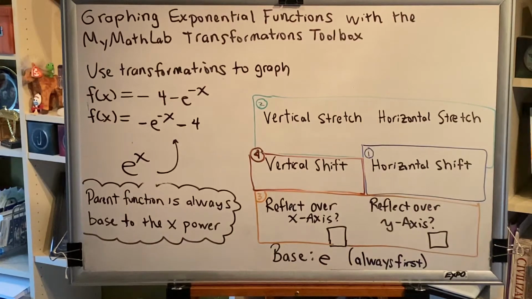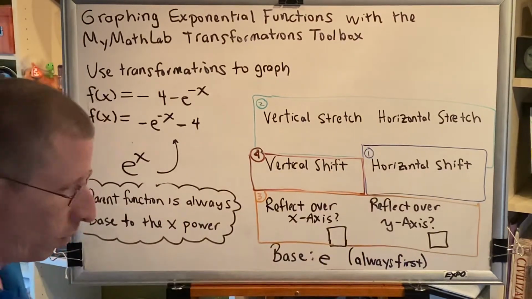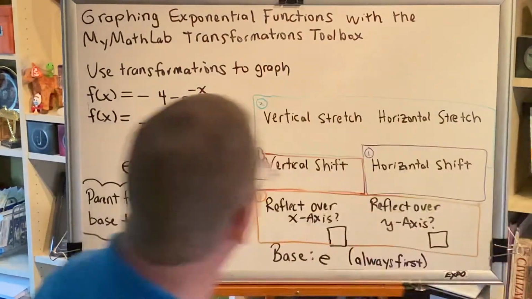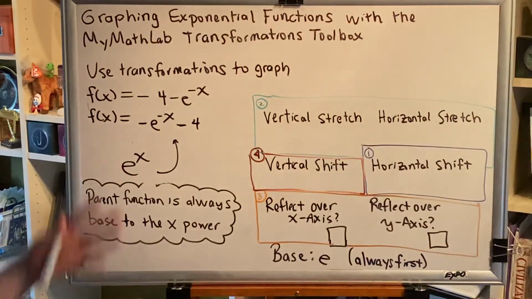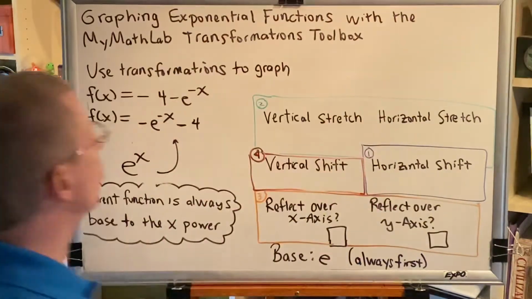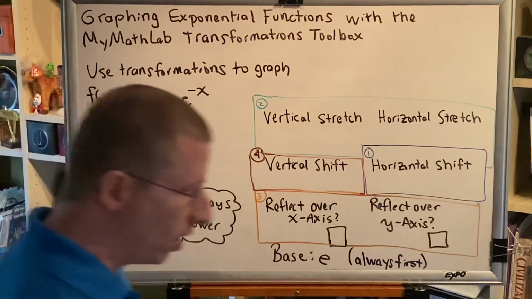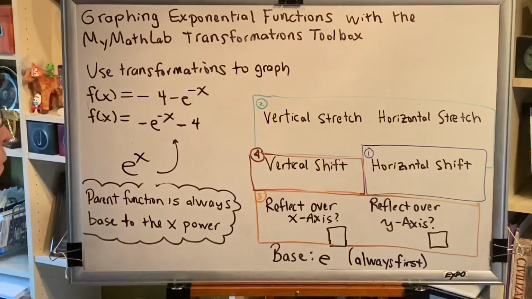Okay, let's go through the transformations. The first thing we have to check for is horizontal shifting, which would be adding or subtracting inside close to x. We don't have any of that in this problem. Next, we would check for vertical stretch or horizontal stretch, which would be multiplication by a number. We don't have any of those in this problem. Next thing we would check for would be reflections over the x or reflections over the y, which we would observe as negatives multiplying in places.